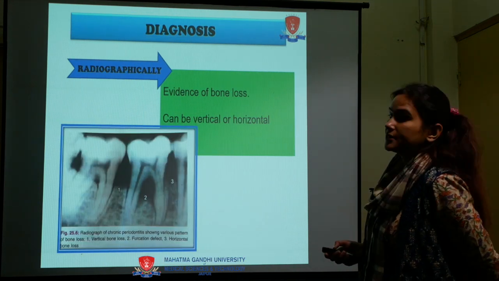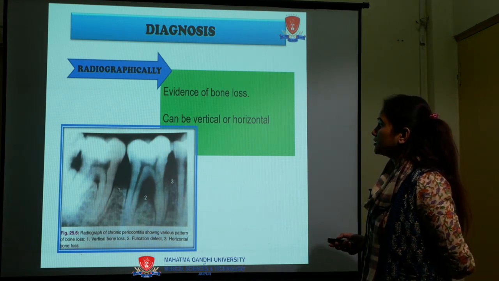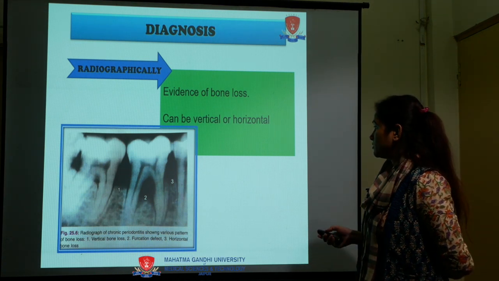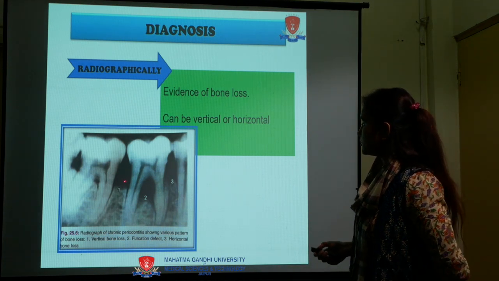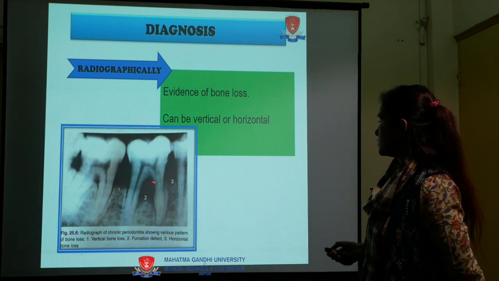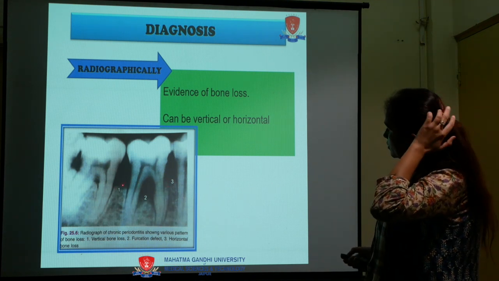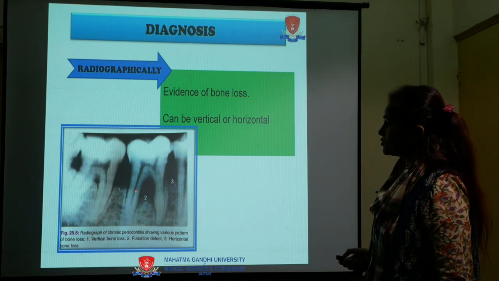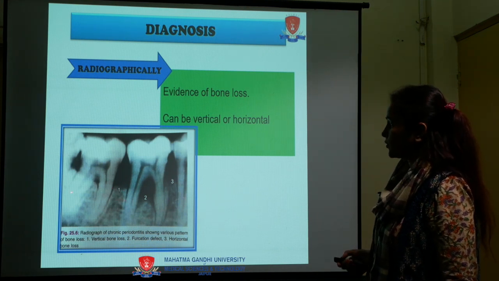After clinical examination, we examine the patient radiographically. You will come across bone loss which may be vertical or horizontal. This is horizontal bone loss, this is angular bone loss, and this is a furcation defect. Usually we come across these kinds of bone loss in chronic periodontitis.